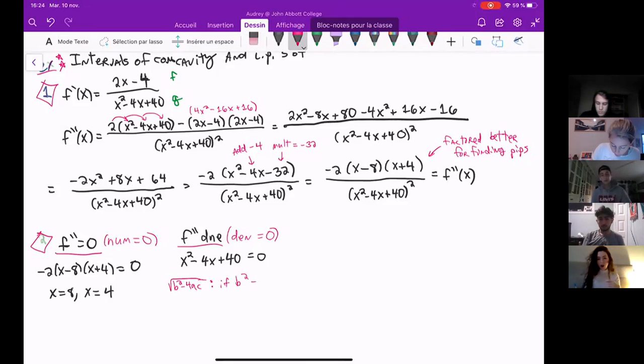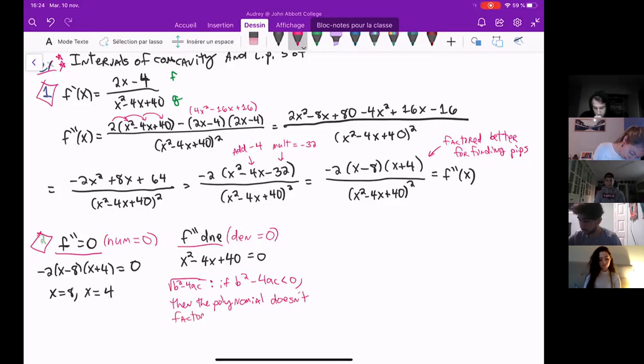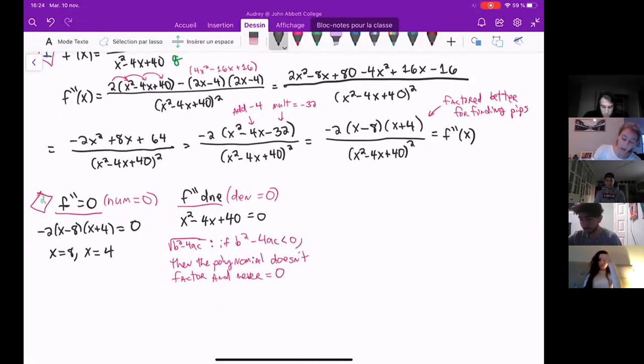So if b squared minus 4ac is less than 0, then the polynomial doesn't factor and never equals 0. This is a good way to check when you're looking at a polynomial and trying to factor it. It's a good way to check if it has any solutions. So here I could say (-4) squared minus 4 times 1 times 40 is clearly negative. So the answer here is never.